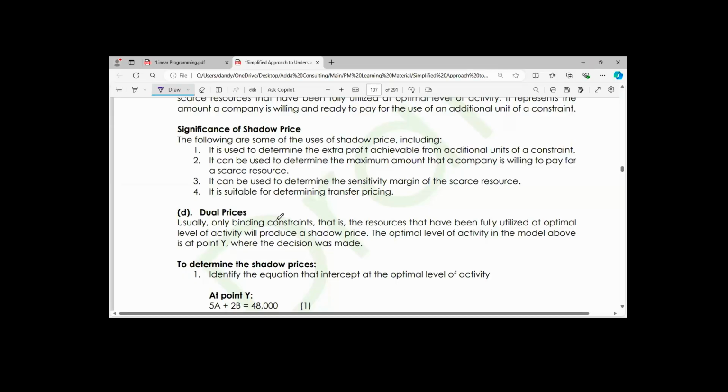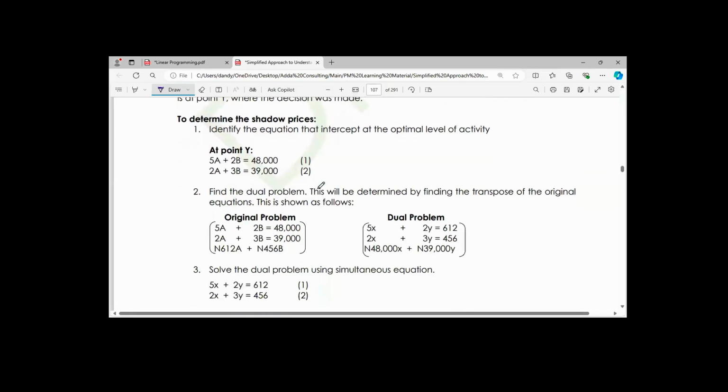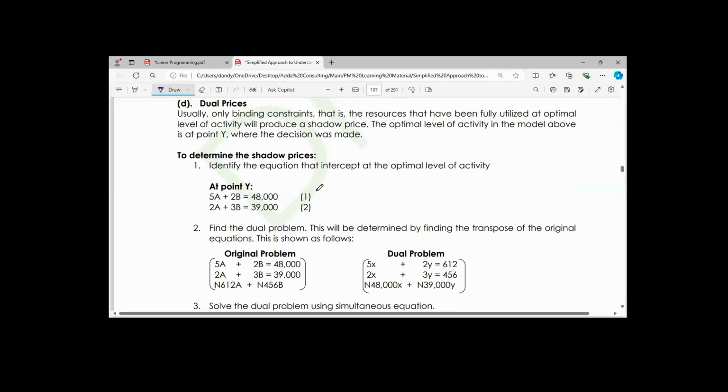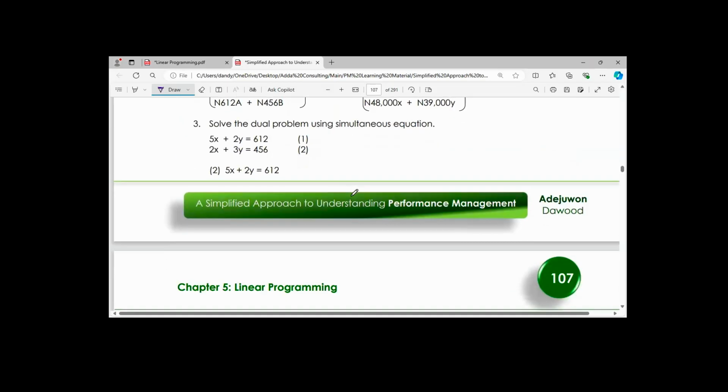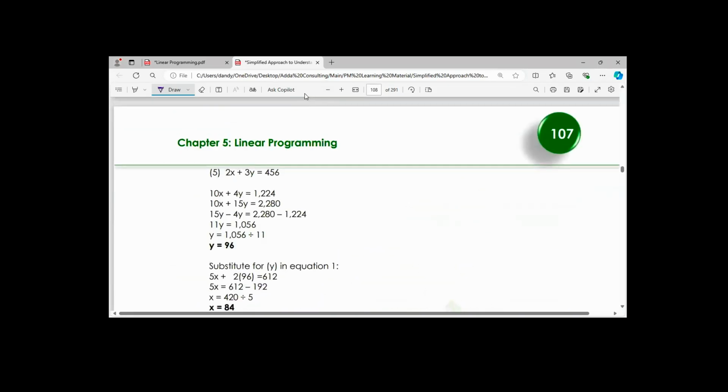So the examiner is now asking us to determine the shadow price, and the examiner has given us 10 marks. You can imagine, 10 bonus marks. What are you supposed to do in this case? I want to introduce you to CVP. Well, let's just complete this. Now we want to determine shadow price. I don't want to use this material to explain it. Let's solve it together.